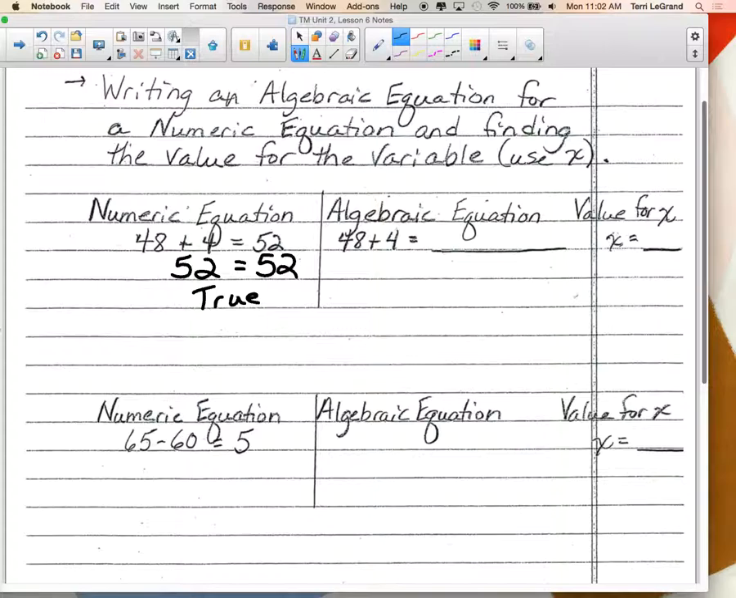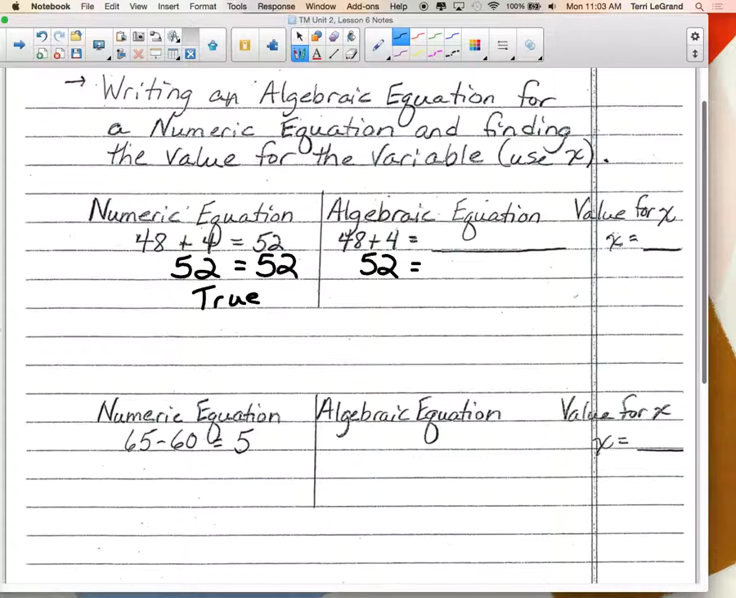Okay, well then, we need to write an algebraic equation that's going to start with the same expression on the left side. We're writing an expression for the right side. We get to come up with our own. So sometimes this is a little bit easier to do if we rename that right away as 52. Because now we know that whatever we create on the other side has to equal 52.